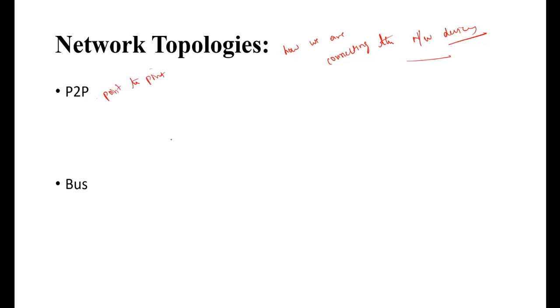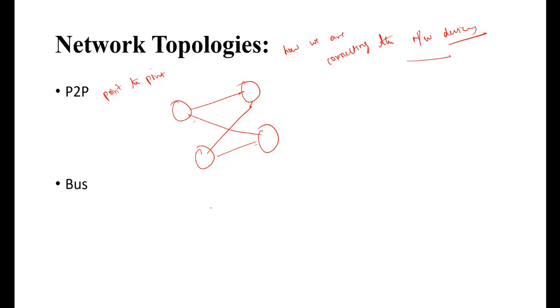There are four network devices, and each network device is connected to two points. It is connected to one point and to one other point. So we can say one device can connect to only two devices in case of point-to-point topology. That's about P2P topology.